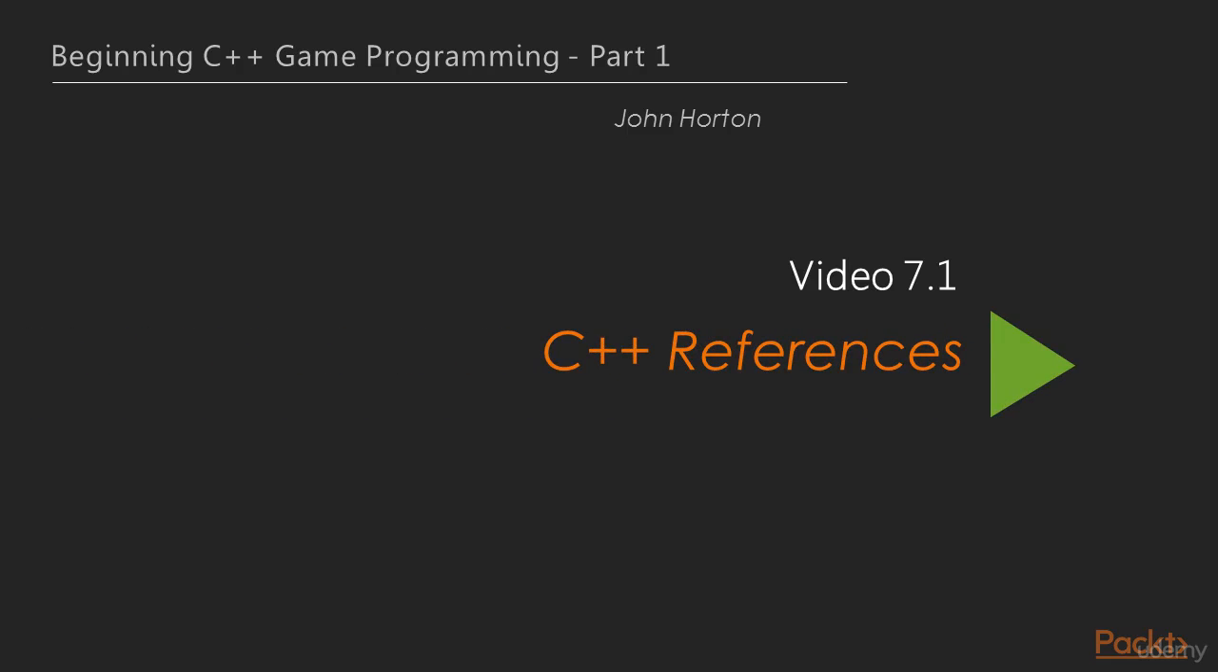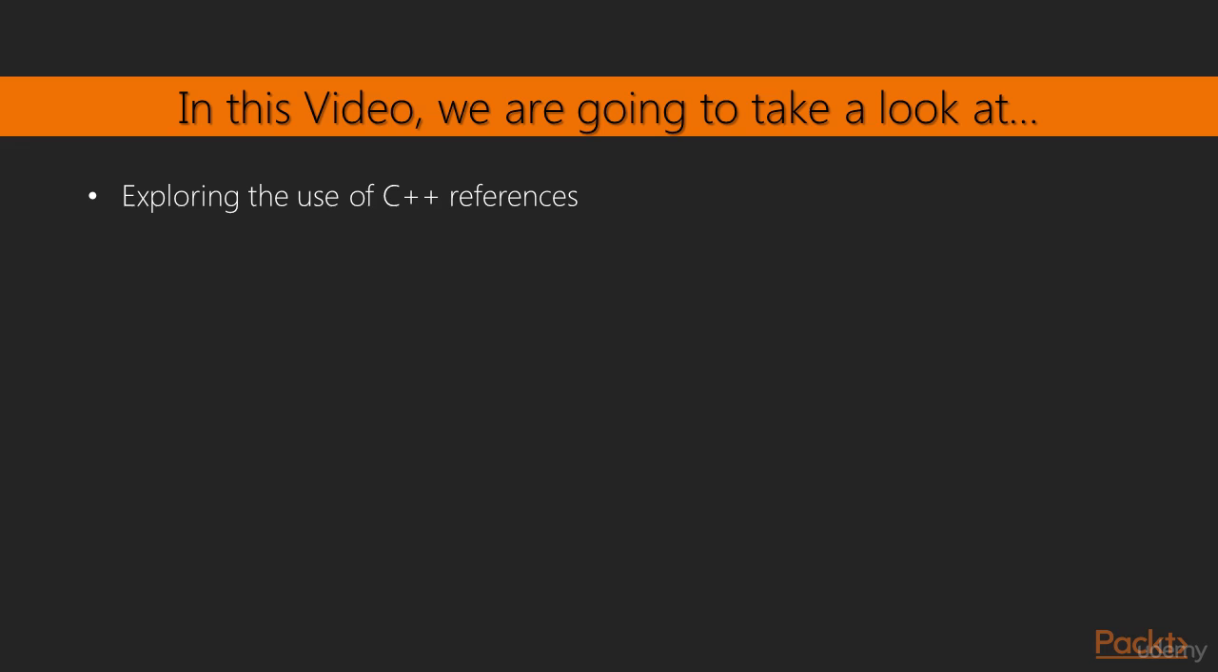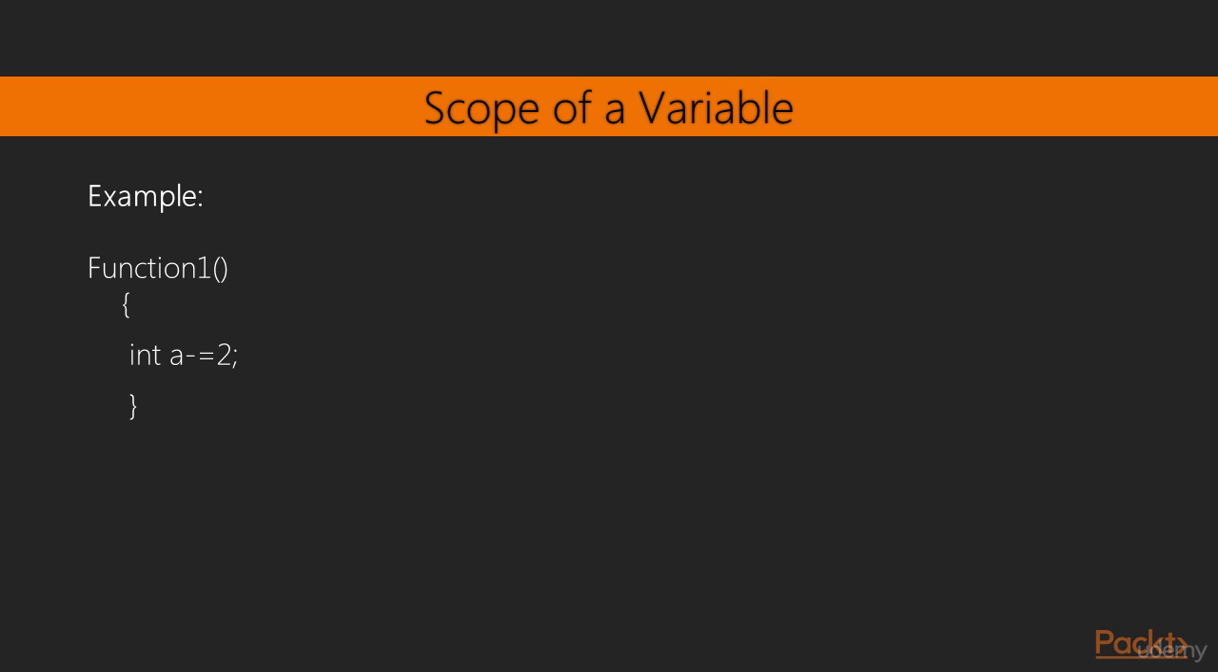Now we move on to the first video of this section that deals with C++ references. In this video, we are going to take a look at the use of references in C++. In Section 4, we talked about scope, the concept that variables declared in a function or inner block of code only has scope, that is, can be seen or used in that function or block. Using only the C++ knowledge we have at the moment, this can cause a problem.